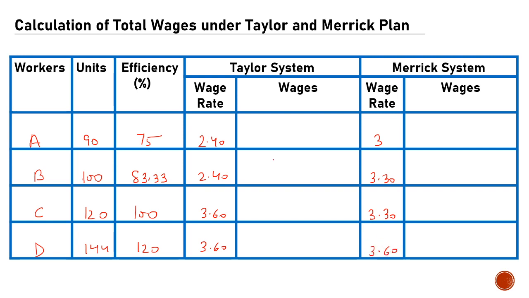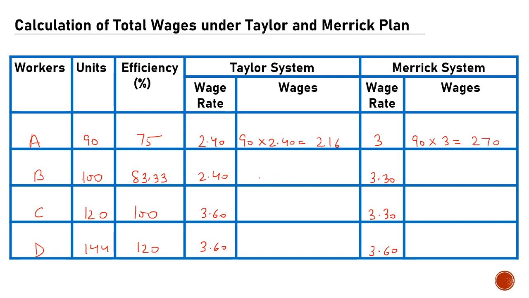Now to calculate total wages, A manufactured 90 units and wage rate per unit under Taylor plan is 2.40. So his total wages under Taylor plan is 216, but in Merrick plan his wages are more because according to Merrick minimum wages is provided to each worker. So A manufactured 90 units and wage rate per unit is 3 rupees. So his wages under Merrick plan is 270.